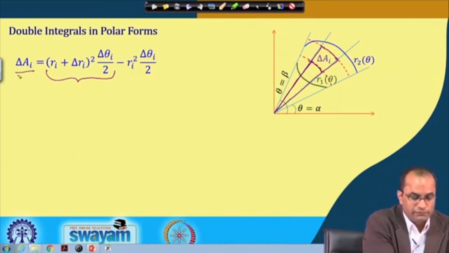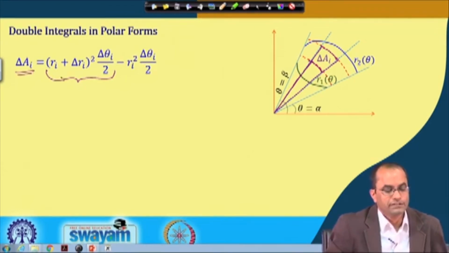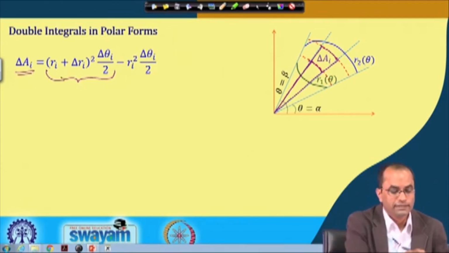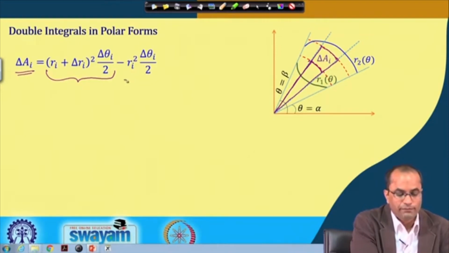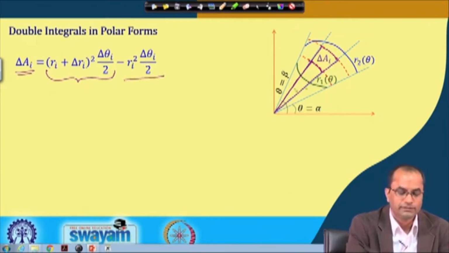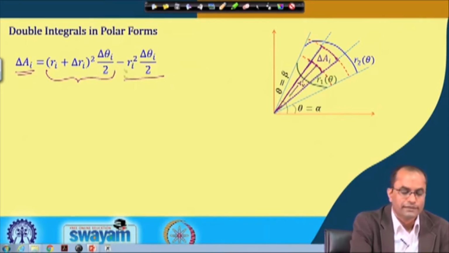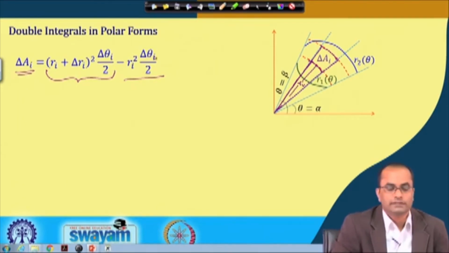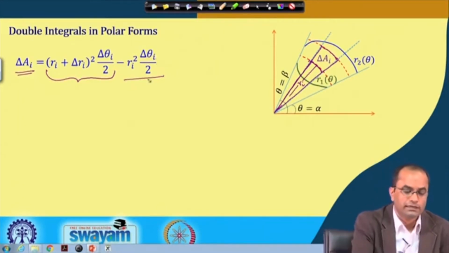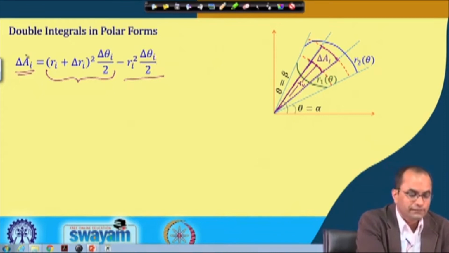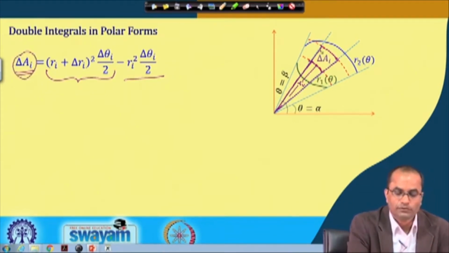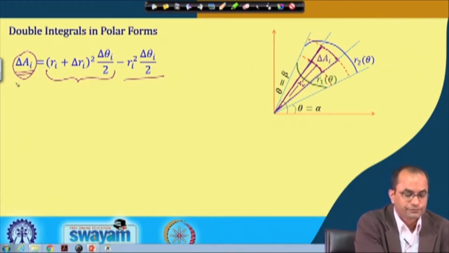So, delta A i will be given by (r_i + delta r_i)^2 delta theta_i by 2, minus, for the inner part here, r_i^2 delta theta_i by 2, because the radius from here to here is r_i. So, that is the area of this small region which we have denoted here by delta A_i.